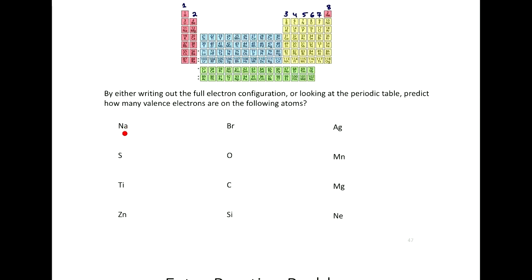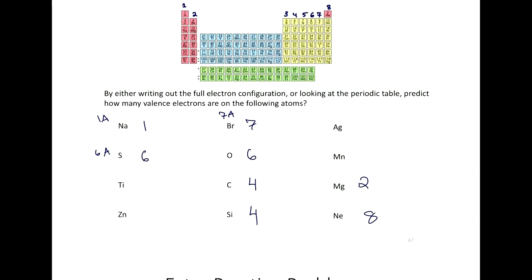Sodium, how many valence electrons? 1, because it is a 1A. It's a main group element. Sulfur, 6, because it's 6A. I'm going to skip these ones. Bromine, 7, because it is 7A. Oxygen, 6. Carbon, 4. Silicon, also 4. I'm going to skip those 2. Magnesium, 2. Okay, this one's tricky. Neon. It's not 0. It's 8. Remember, it's the outermost. Okay, so even, yes, okay.